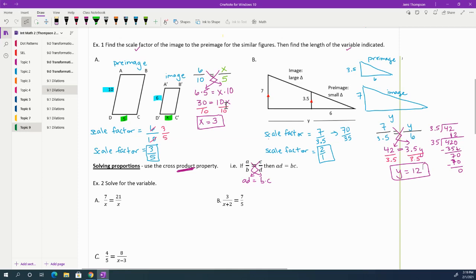Now, in example 2, these are just some proportions to practice solving. So I'm going to work through A and B, and then I'm going to ask that you pause and try to do C on your own before you check your answer.